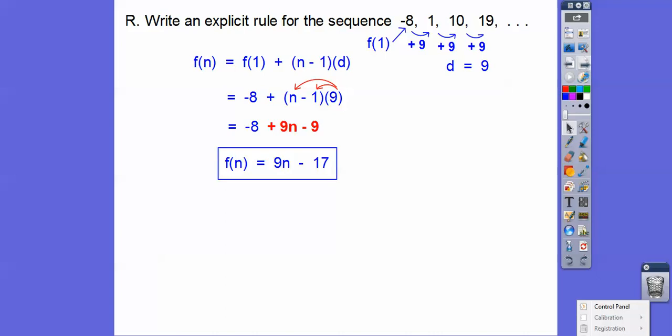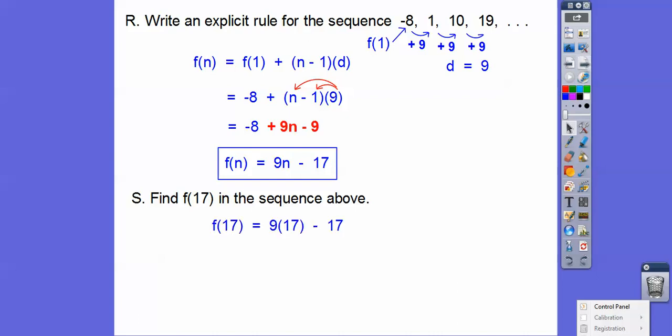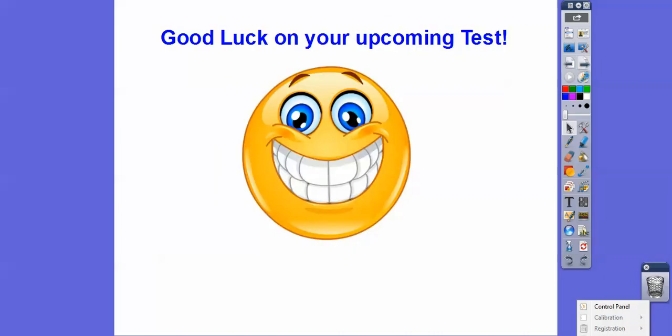After you find the explicit rule, it might ask you to find a certain term in that sequence. Here it says find f of 17, so I'm going to plug in 17 right next to that 9 because that's where the n is. And if I did my math right, I get 136.